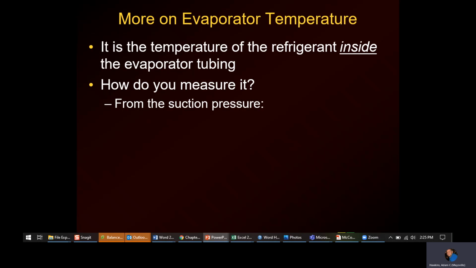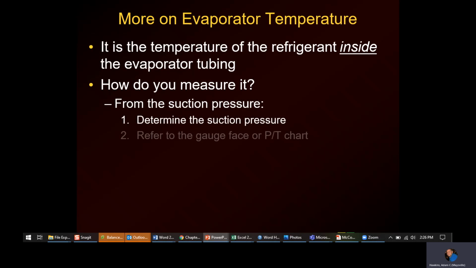You put a set of gauges on it. You find your pressure. You convert that pressure to a temperature using a PT chart. If there's one provided on your gauges, you use that. Or digital gauges, you got those. Or find a PT chart or use an app or something. So you're just converting that to its saturation temp at that pressure.